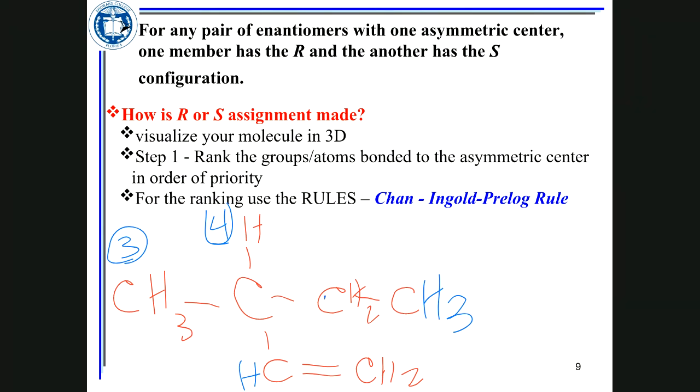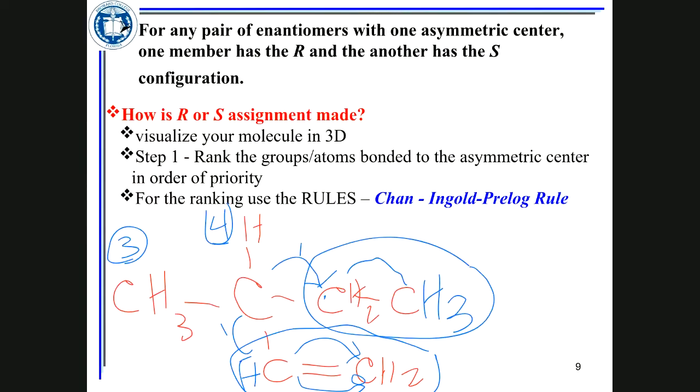So with the first connection, they are the same. So this is the first move. The first connection is the same, so you're going to move on to the second connection. For the second connection, this carbon is attached to 1 carbon. For the second connection, this carbon is attached to 2 carbons. So that makes this group higher priority compared to the ethyl group. So this is going to be priority number 1. This is going to be 2. That's 3 and 4. So let's look at the rules.